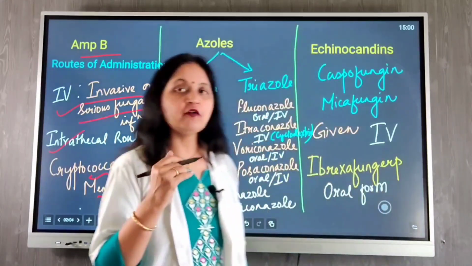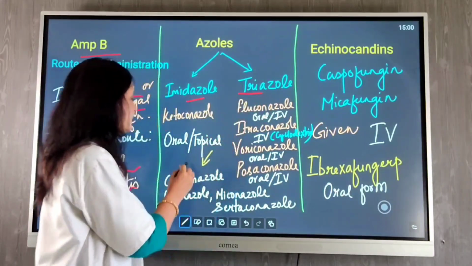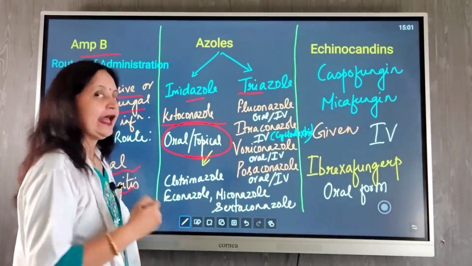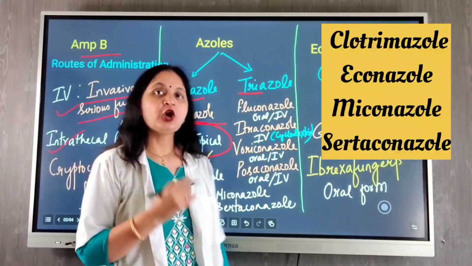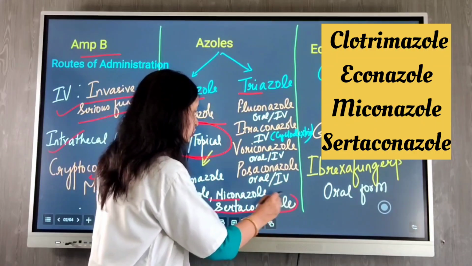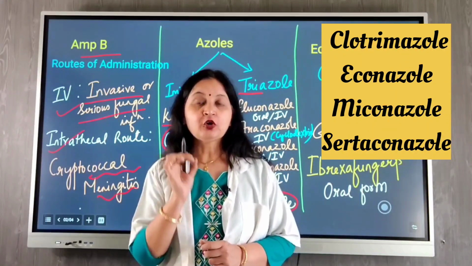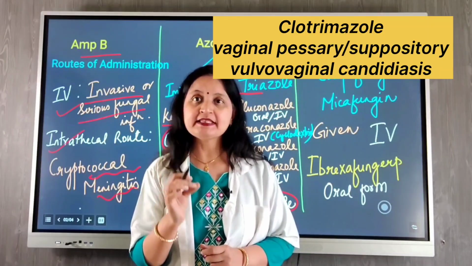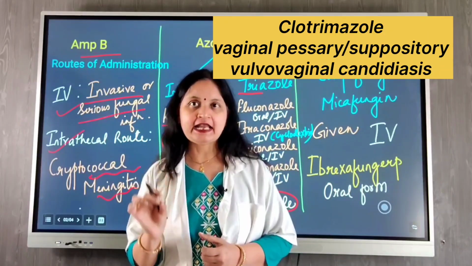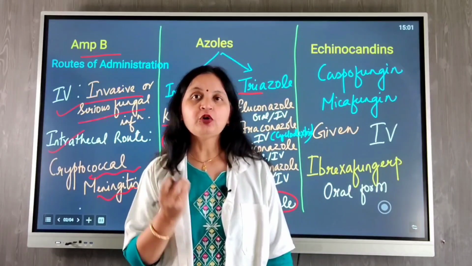Now coming to azole group of drugs, they are classified into imidazoles and triazoles. The imidazole class includes ketoconazole, which is available as oral and topical formulations. And then we have topical formulations such as clotrimazole, econazole, miconazole, and sertaconazole. So the topical formulations are used for treating superficial fungal infections, and clotrimazole is available as vaginal pessary or vaginal suppository and is commonly used for treating vulvovaginal candidiasis. So vulvovaginal candidiasis can be treated with topical formulation of clotrimazole.